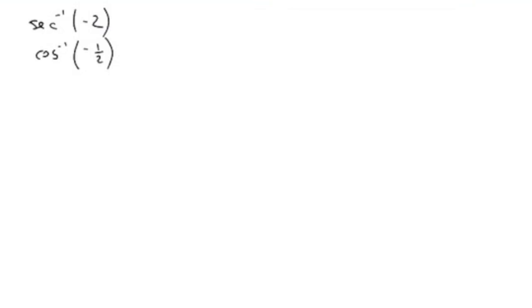Alright, so what quadrant do we have to be in? Definitely the second quadrant. Cosine is adjacent over hypotenuse, so the adjacent side is down here. The adjacent side is negative 1, so where would it go? Right here. So you get negative 1, the hypotenuse is 2, the third side is square root of 3.